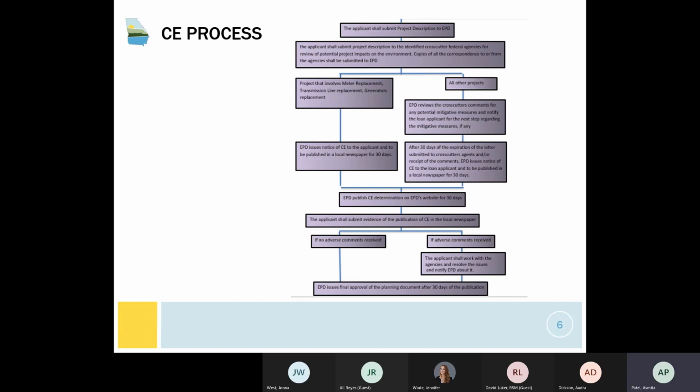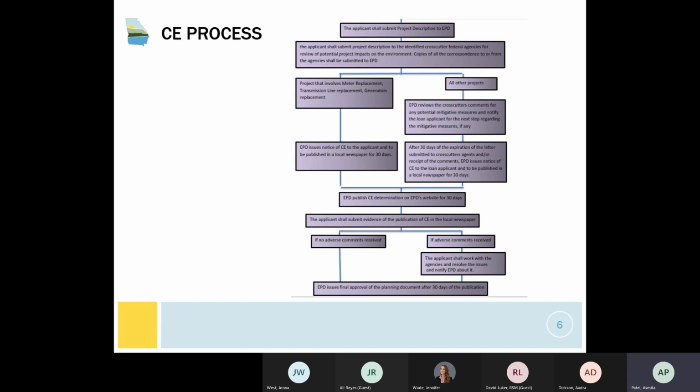Once we know we have a proof that all the letters have been sent, EPD will issue a CE and it will be published on the EPD's website, and along with it, it will also be published on the Gov Delivery for 30 days for any public input.